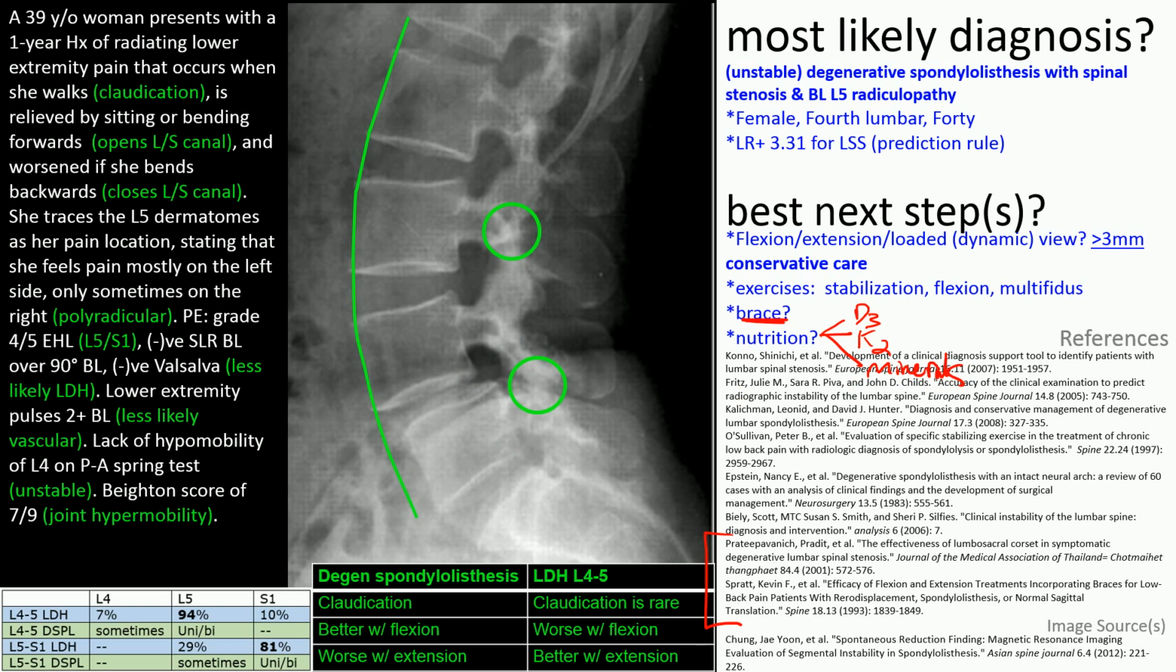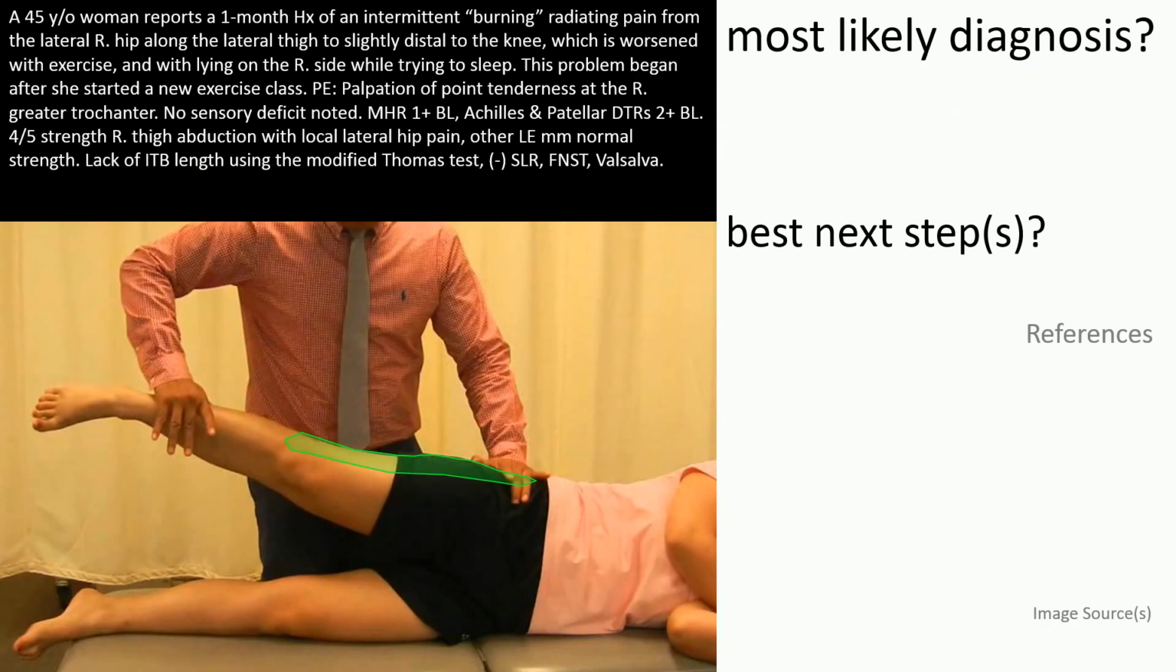In our next case, we have a 45-year-old woman who reports a 1-month history of an intermittent burning, radiating pain from the lateral right hip along the lateral thigh to slightly beyond the knee, which is worsened with exercise and with lying on the right side while trying to sleep. This problem began after she started a new exercise class.